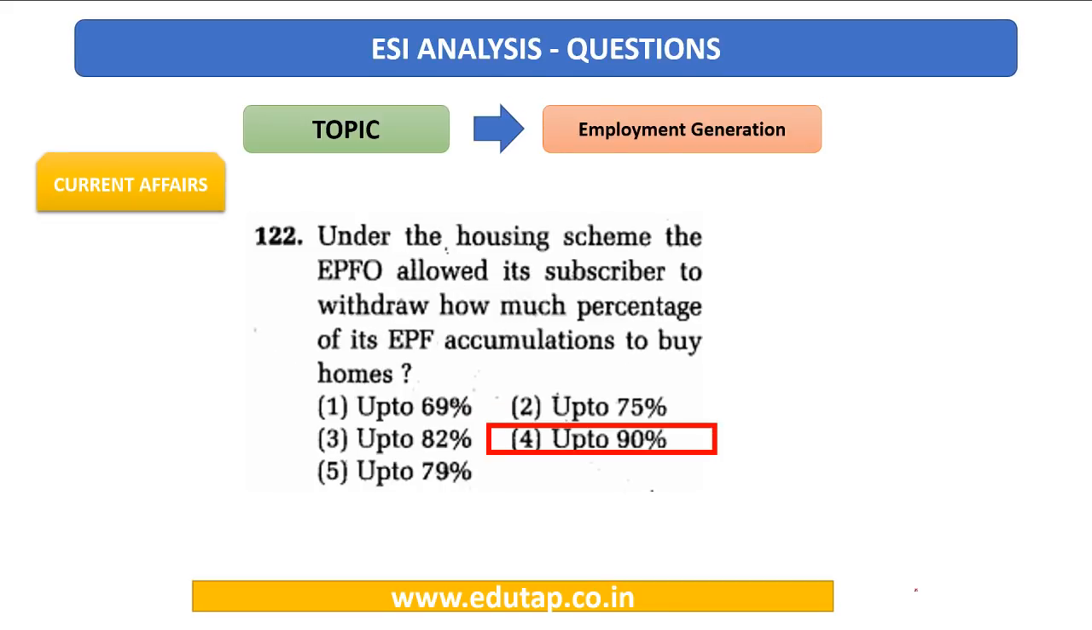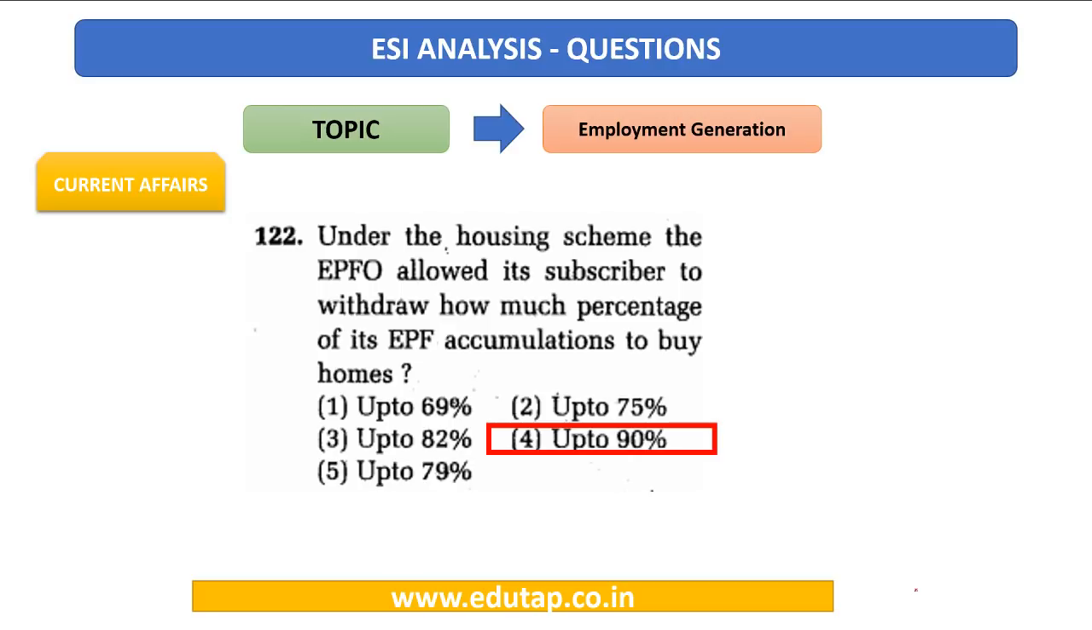Now the next question is, under the housing scheme, the EPFO allowed its subscriber to withdraw how much percentage of its EPF accumulations to buy homes? Now again, this particular question is linked to the employment generation topic of our syllabus, right? And the answer to this question is up to 90%.